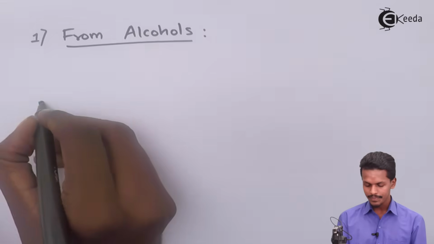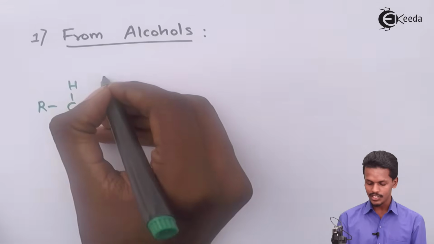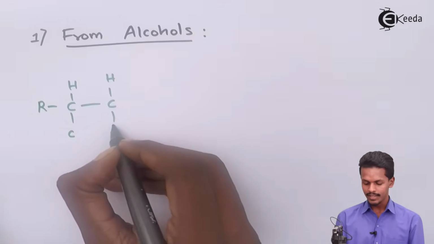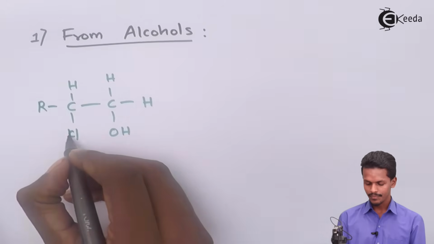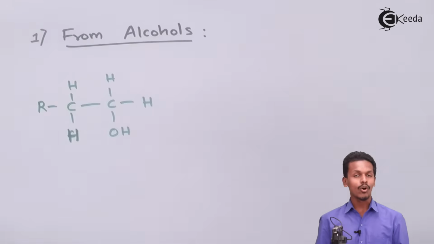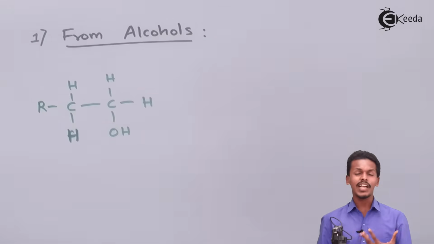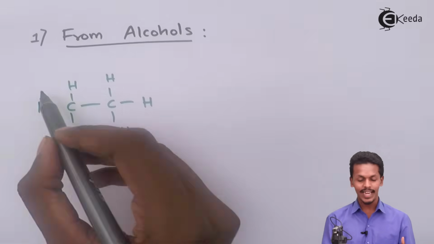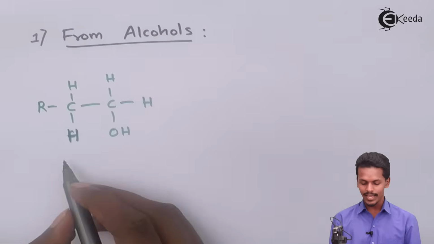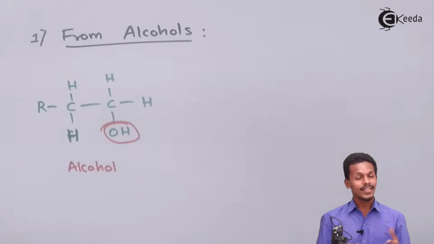Suppose we have an alkane or an alkyl group attached over here, as you could see, and this is basically an alcohol, from which we have to prepare an alkene. As you could see, there is a carbon-carbon single bond over here, and the OH is also present, along with the hydrogens, making this an alcohol because of the presence of the OH group or the hydroxy group that we see.